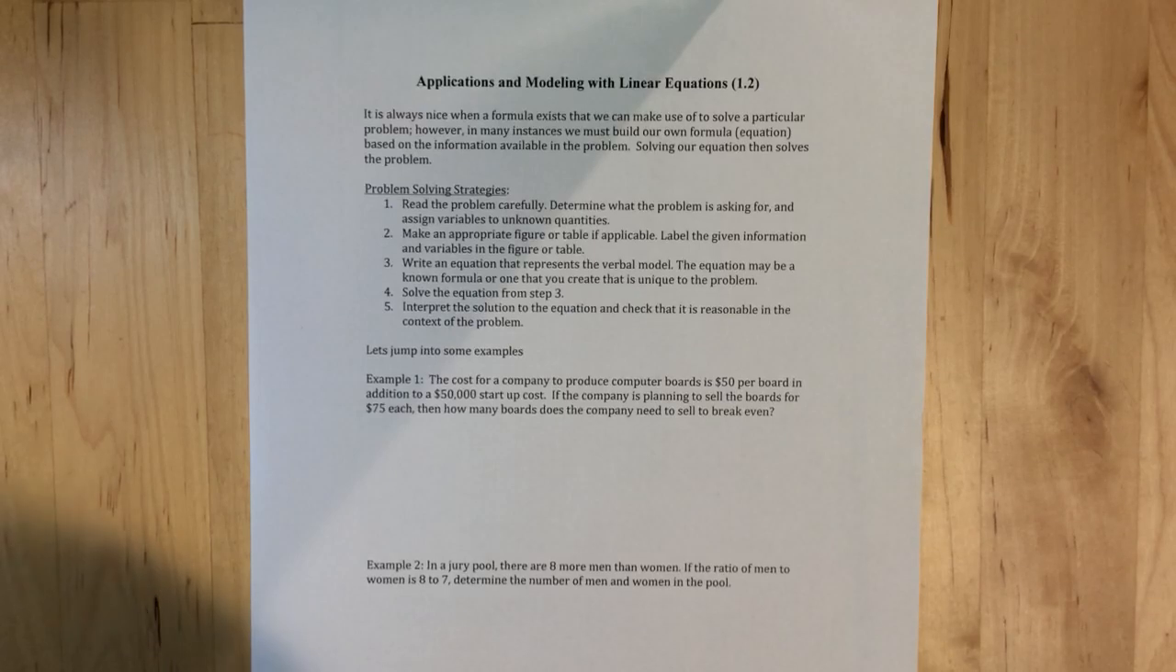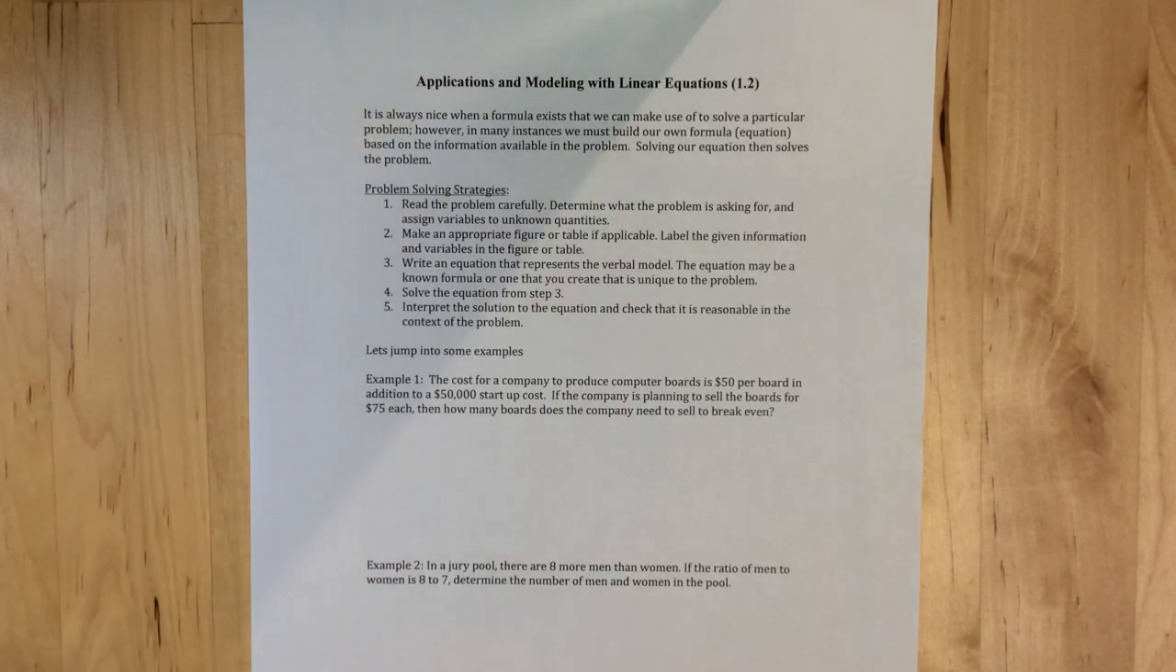So here's the strategies. 1. Read the problem carefully, determine what the problem is asking for, and assign variables to unknown quantities. 2. Make an appropriate figure or table if applicable. Label the given information and variables in the figure or table. 3. Write an equation that represents the verbal model. The equation may be a known formula or one that you create that is unique to the problem. 4. Solve the equation from step 3. And then 5. Interpret the solution to the equation and check that it is reasonable in the context of the problem.